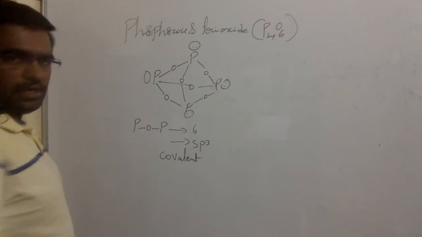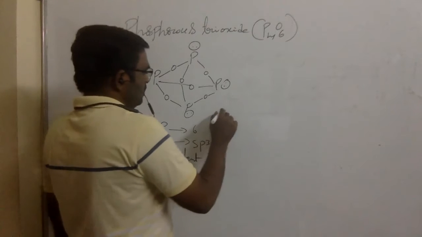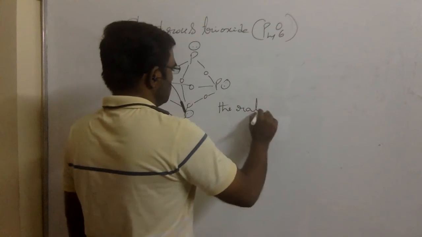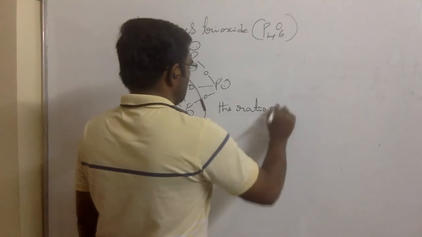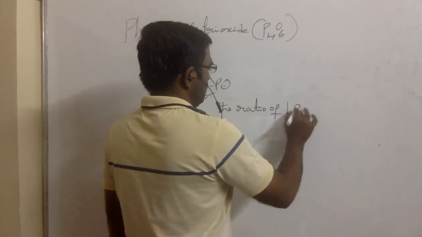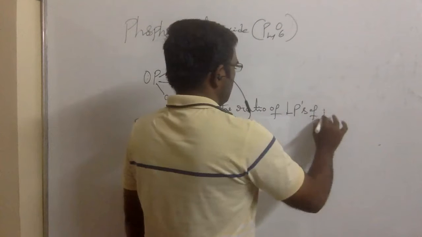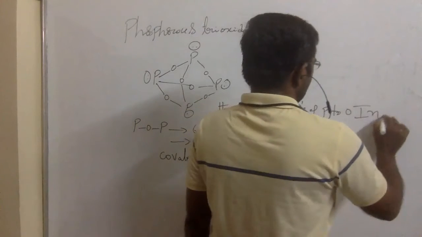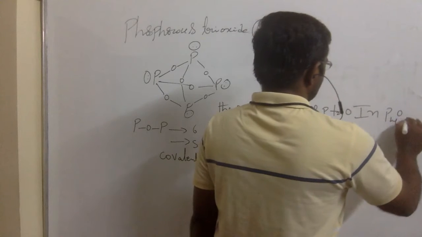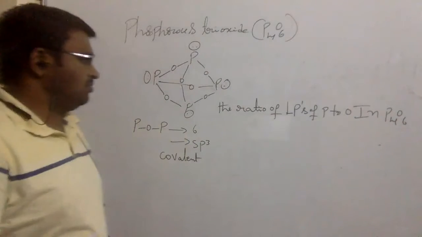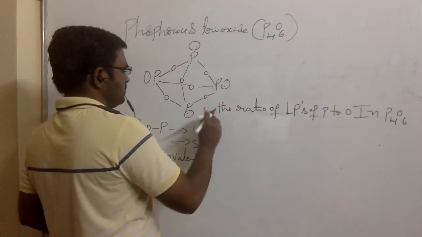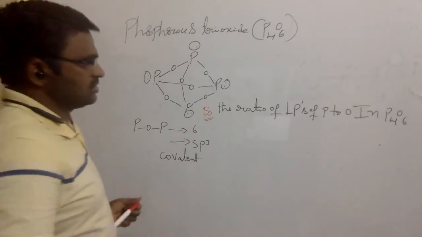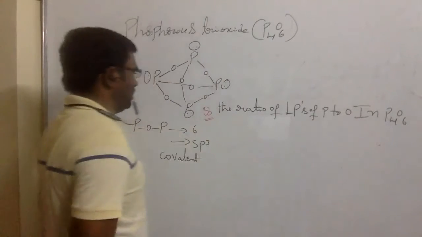Next one, very important question, students. This is one of the previous questions in competition exams. The ratio of lone pairs of phosphorus to oxygen in the P4O6 molecule. Very, very important, students.